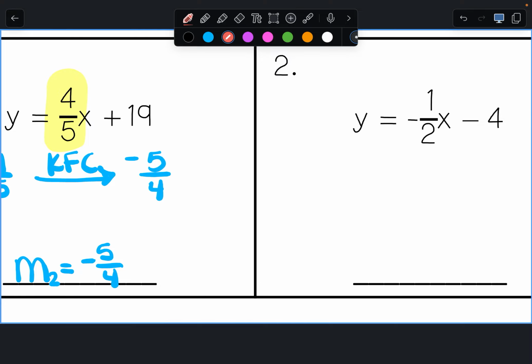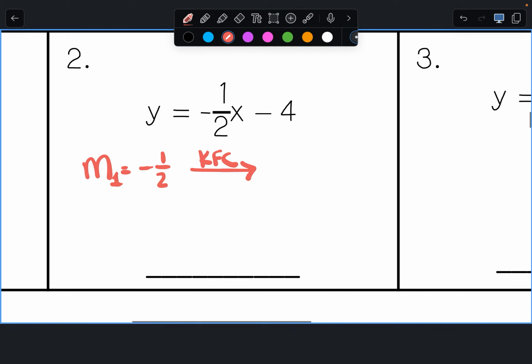Let's go with number 2. You need the slope of the first line. What is it? Negative 1/2. Because we're looking for the slope of a perpendicular line, you have to use KFC. So you keep the numbers, you flip them. 1 over 2 becomes 2 over 1. And then you change the sign, so a negative becomes positive. And positive 2 over 1 is just 2. You don't have to keep it in its fraction form unless you're graphing. Number 3.